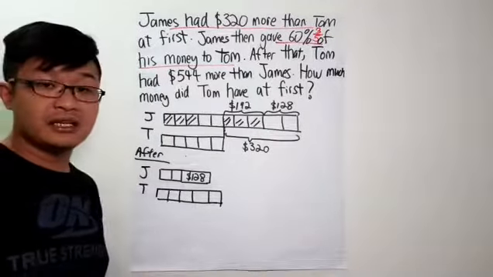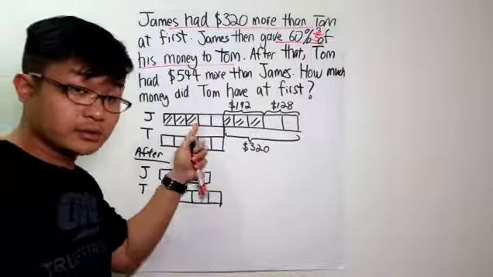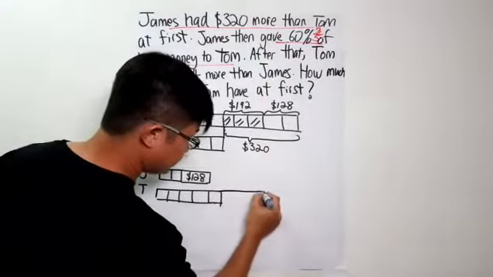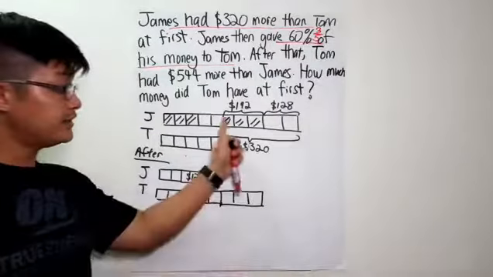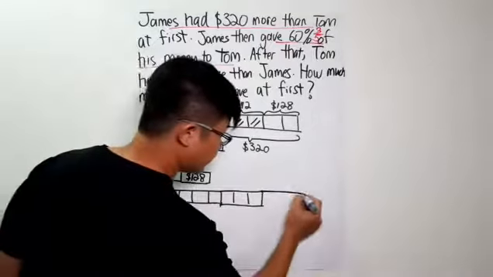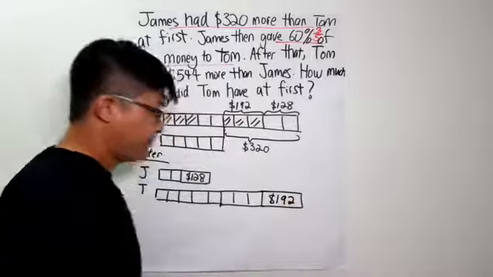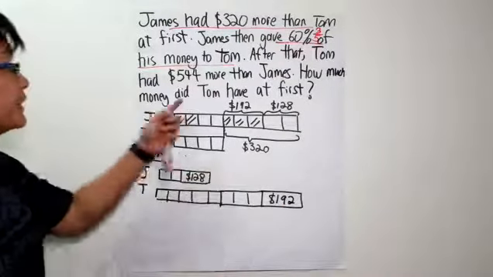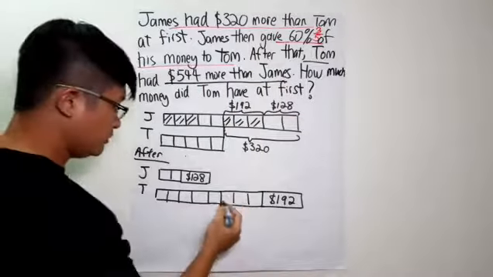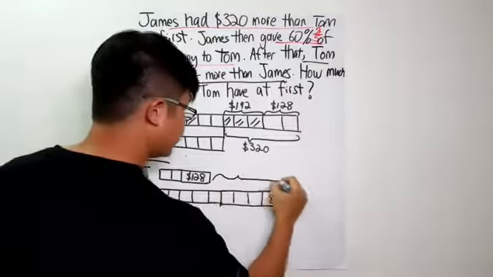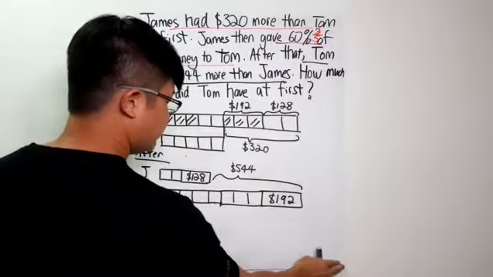And on top of that, he gets another 3 units from James. So I add on another 3. And 192. So I add on here. Now, what happens here? In the end, Tom had 544 more than James, which means this portion here is 544.